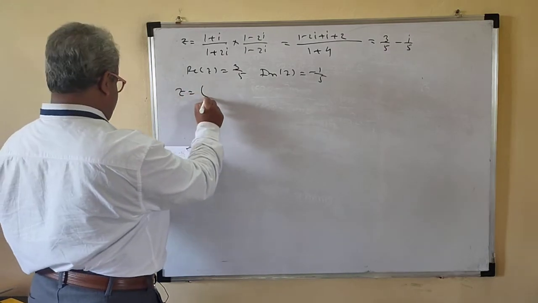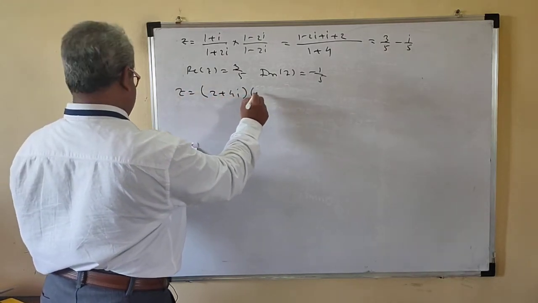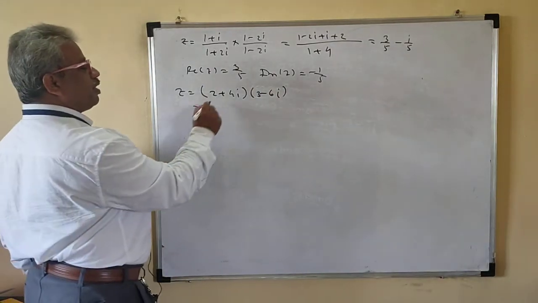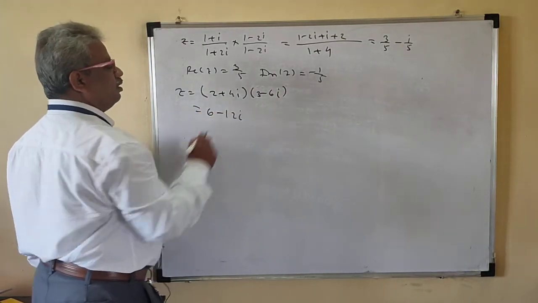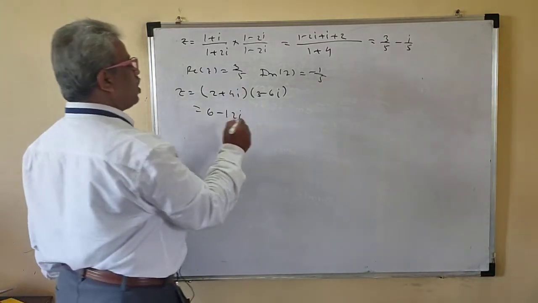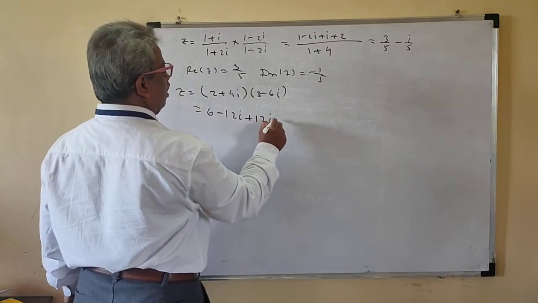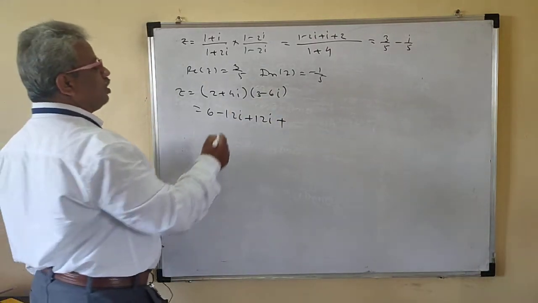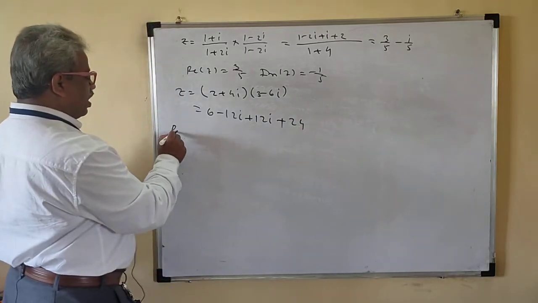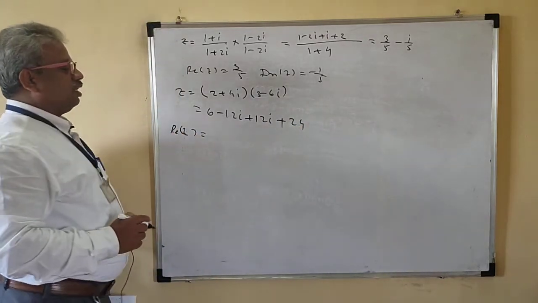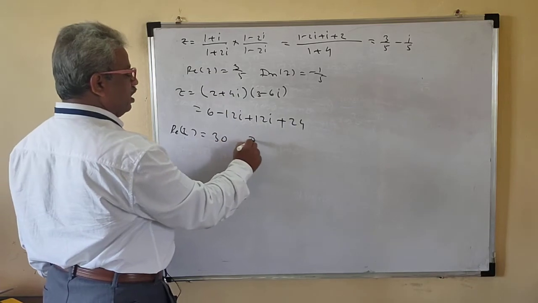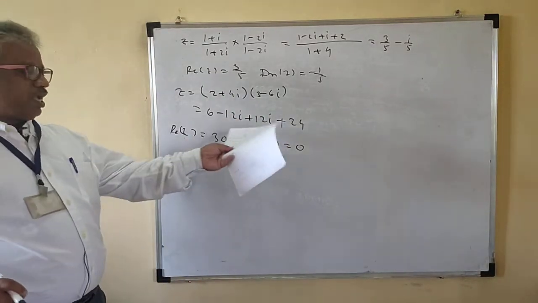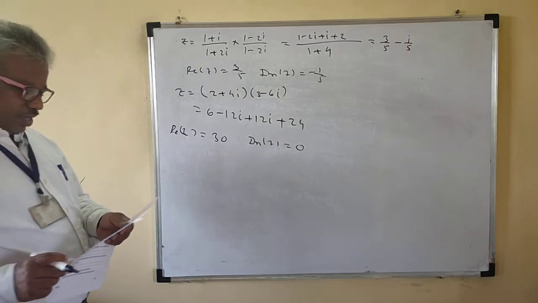Suppose your z is equal to (2 + 4i) upon (3 - 6i). You want to find the real part and imaginary part. Directly multiply by the conjugate. This is what? 6 minus 12i. Multiply by 4i now: 12i, and minus times minus becomes plus because i square is minus 1, so this is 24. So what is the real part of z now? This is 30. And what is the imaginary part of z? This is 0, because the 12i gets cancelled. Okay.